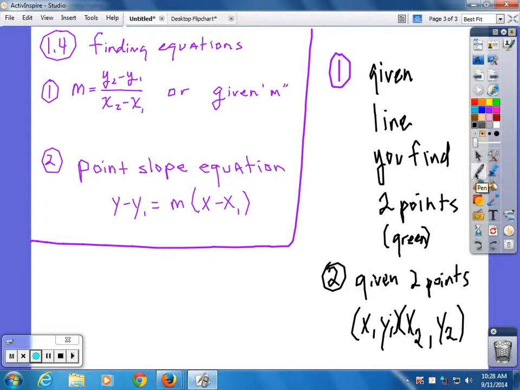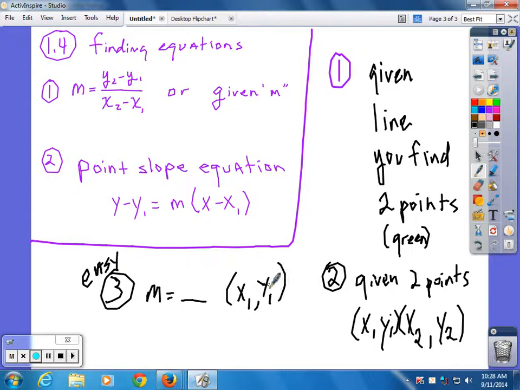And the third type of question is the easiest. This one's the easy one. They give you a slope and a point. So there's your three types of problems. And in order to do these three types of problems, you're going to have to use these two rules.